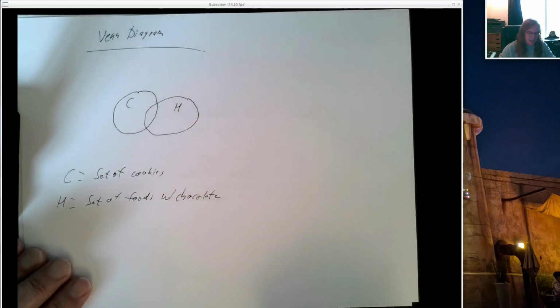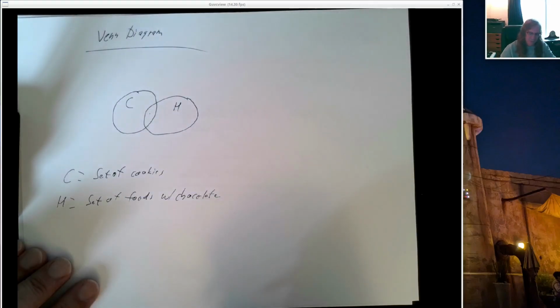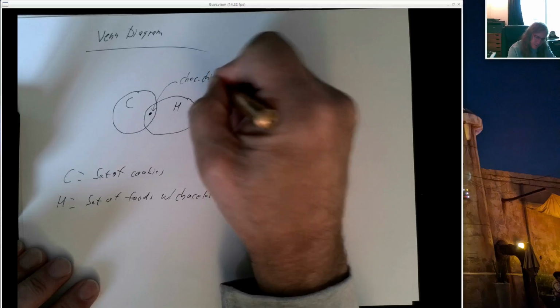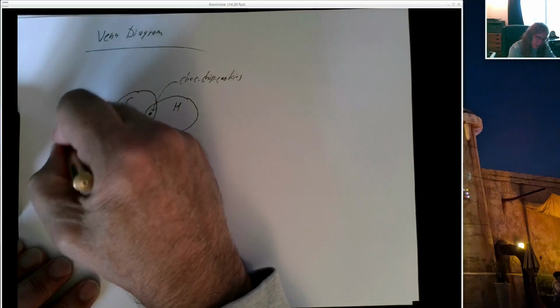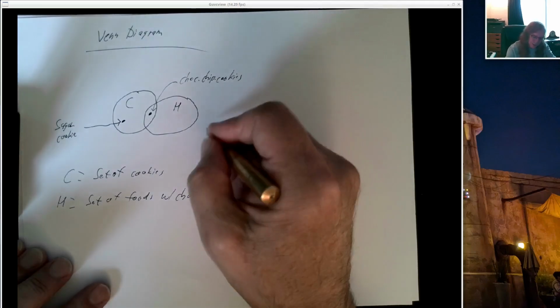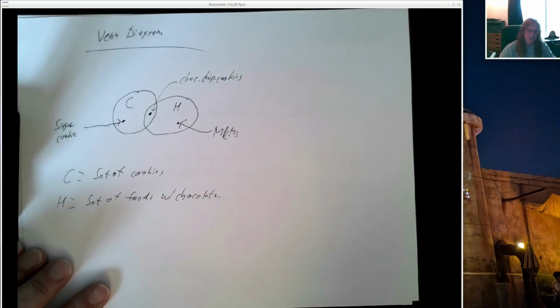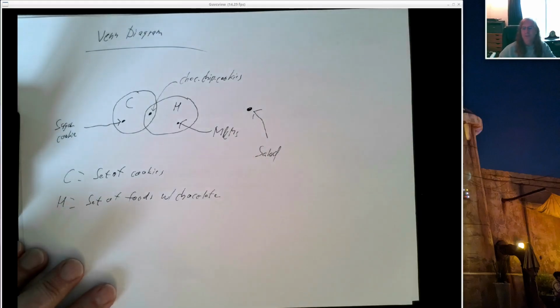And it turns out that there are some things that belong to both sets. For example, chocolate chip cookies. They're a cookie and they're a food that contains chocolate. So this point right here might represent chocolate chip cookies. This point right here might be a sugar cookie. It's a cookie, but it's not a food that contains chocolate. And this point right here might be M&Ms. It's a food containing chocolate, but it does not qualify as a cookie. And then there might be things outside of here, like a salad, which is neither a cookie nor something that contains chocolate.